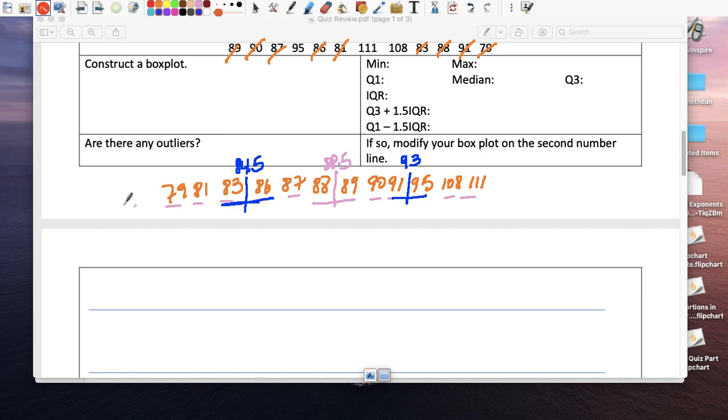So there, I have my 5 numbers that I need. This one, this one, this one, this one, and this one. So the min is 79. The max is 111. Q1 is 84.5. The median is 88.5. Q3 is 93. The IQR is Q3 minus Q1. Might as well just calculate all that. So Q3 is 93 minus 84.5, which is 8.5.